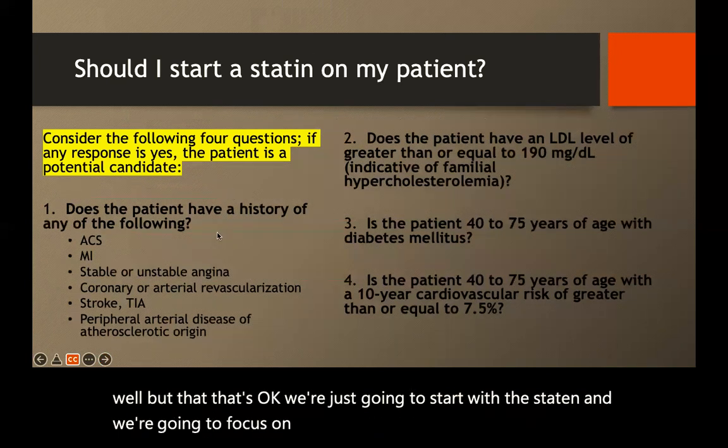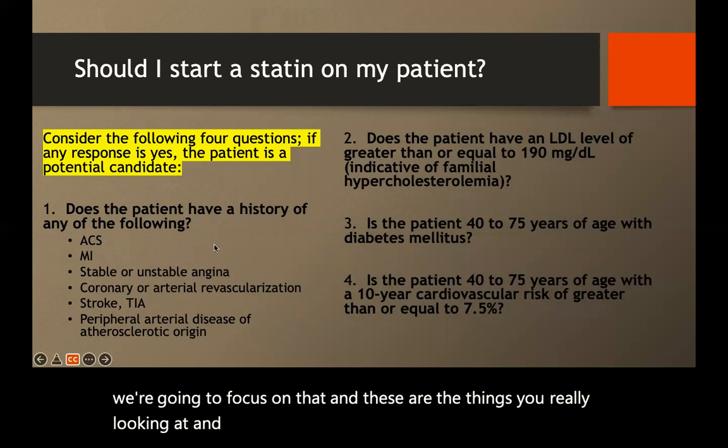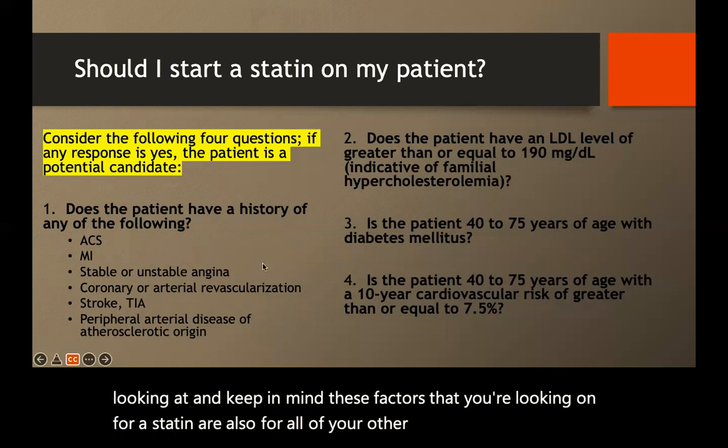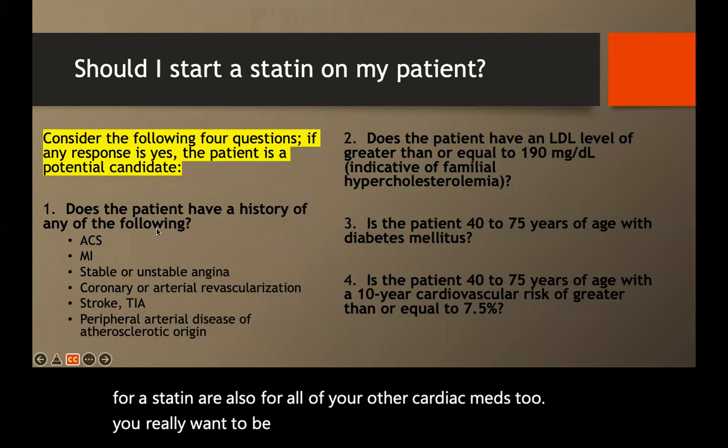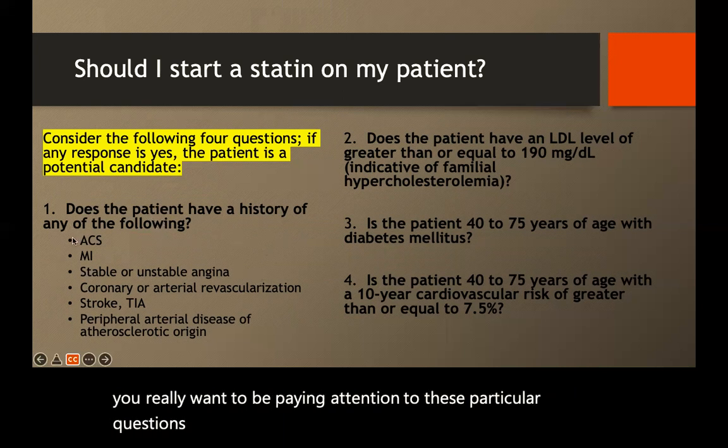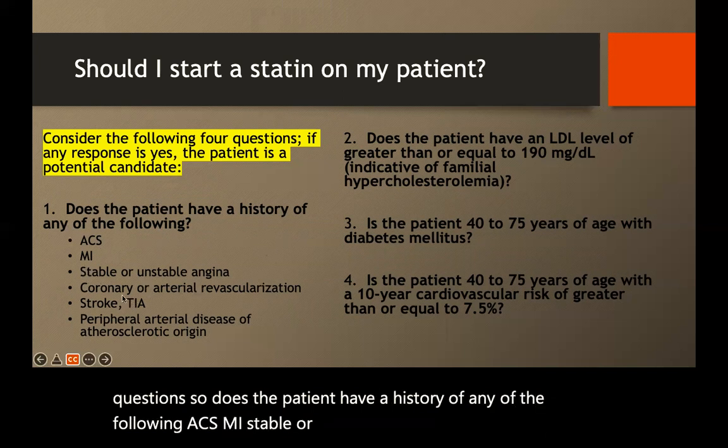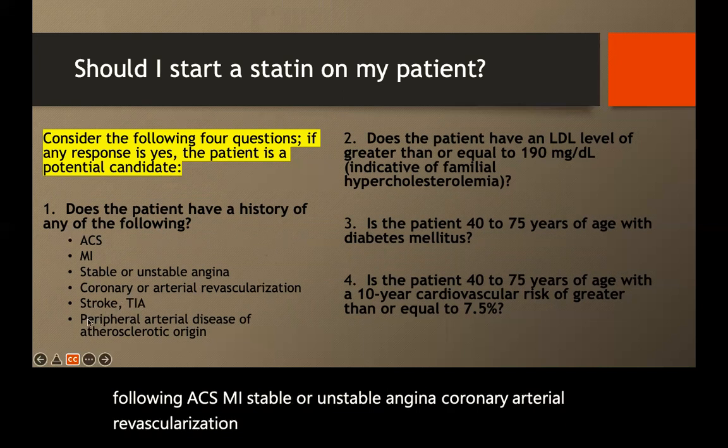And these are the things you're really looking at. And keep in mind, these factors that you're looking at for a statin are also for all of your other cardiac meds too. You really want to be paying attention to these particular questions. So, does the patient have a history of any of the following: ACS, MI, stable or unstable angina, coronary or arterial revascularization, stroke, TIA, PAD?